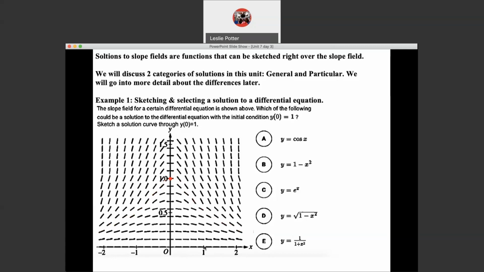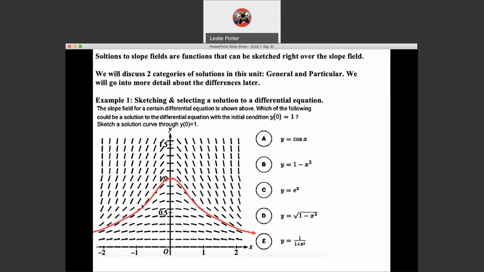Notice how I'm drawing this. I'm not drawing it from left to right. I'm starting at this initial condition. Notice how we call this an initial condition, the point that it goes through. So I'm starting here and drawing to the right, then drawing to the left. That's the easiest way to get the smoothest curve. I'm drawing to the right, trying to follow those slope lines, sort of parallel to as many as I can, and keeping it smooth. And then likewise to the left.